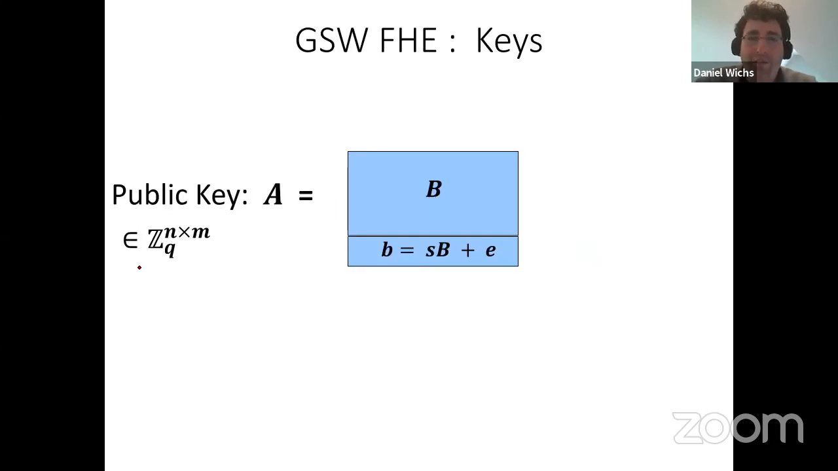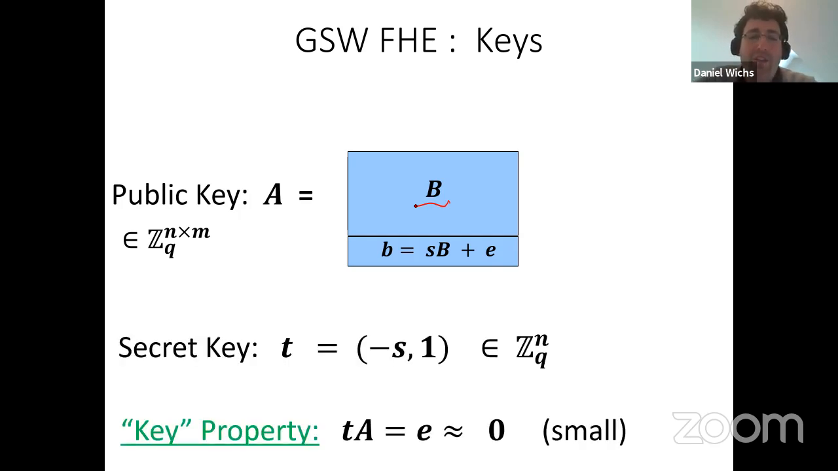Okay, so let's recall the Gentry, Sahai, and Waters fully homomorphic encryption scheme. So here, the public key is just a matrix A, and it has this format where the top n-1 rows, or all except the last row of the public key, are just uniformly random. So I'll call that matrix B. And then the last row is just an LWE sample with this matrix B. So just a random linear combination of the rows of B plus some noise.